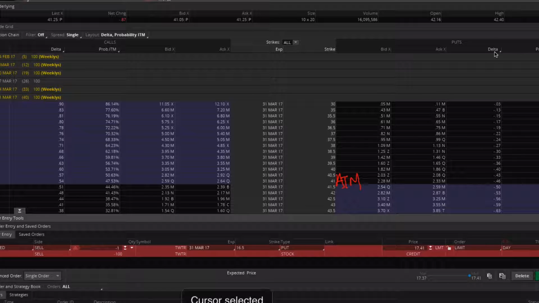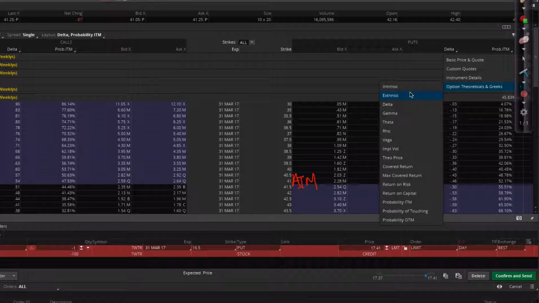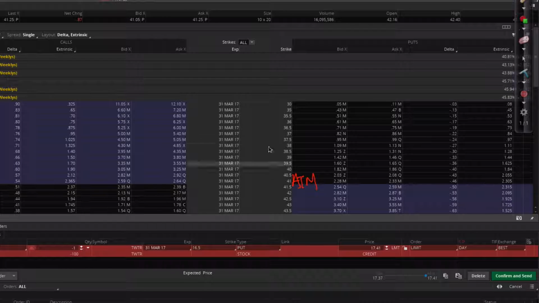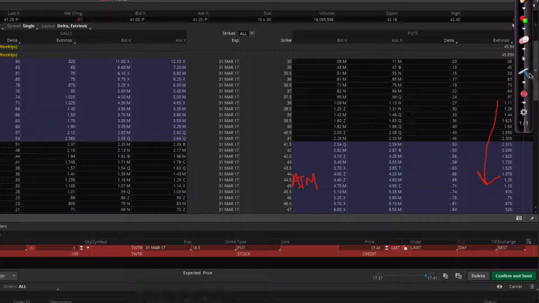So if I come into Thinkorswim here, let's change one of our columns. Doesn't really matter. I'm going to change probability of ITM to extrinsic value. Take a look at the extrinsic value of the options as they get closer to the money. The extrinsic value increases. So let me bring up some calls here as well so we can see those. So extrinsic value in the calls increasing as you get close to the money. Okay, keep that in mind as we move along.